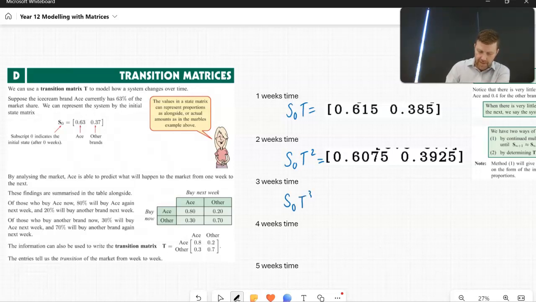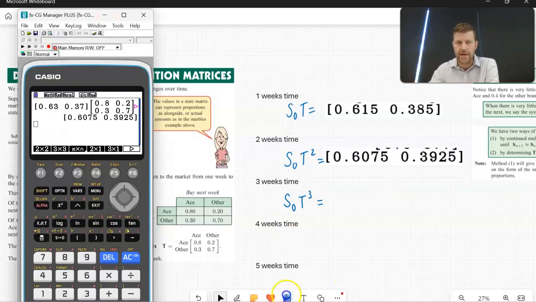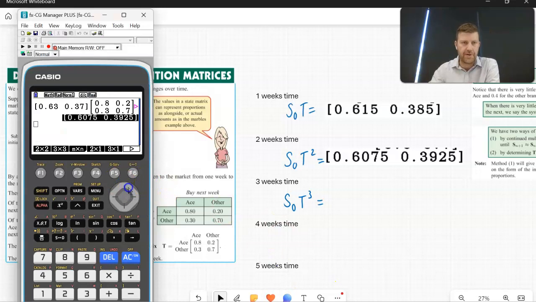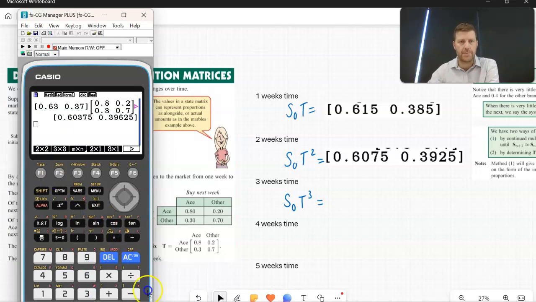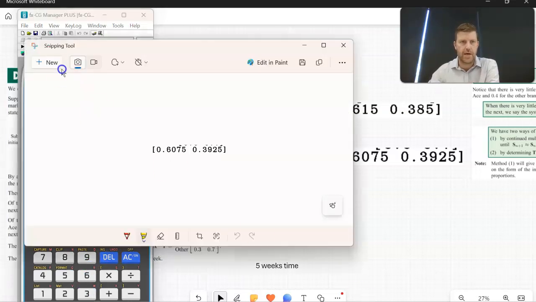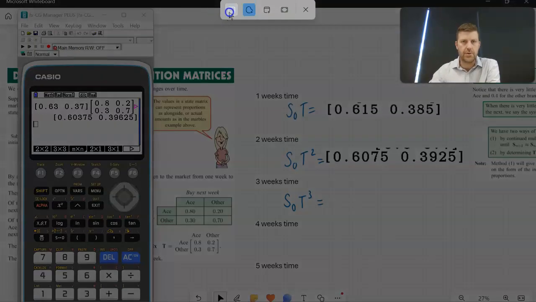Okay, for the state of the market after 3 weeks, you guessed it, we're doing the initial state matrix multiplied by the transition matrix cubed, to the power of 3 for 3 weeks' time. Okay, so that will then equal, on my graphics calculator, something different. So I'm just going to change that squared value to cubed value, or to the power of 3. Again, I'm just going to screenshot that solution.